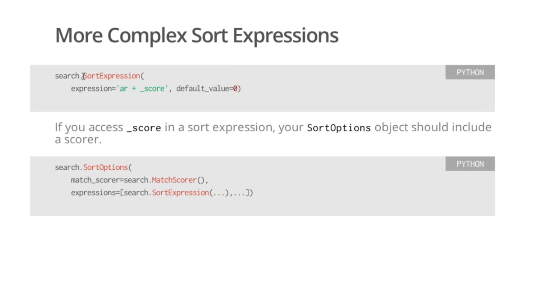The expression property in the sort expression object can be more than just a field name. For example, we can access the document score in the sort expressions. This is done using the special construct _score. The sort expression sorts on the value of the average rating field plus the document score. If you access _score in a sort expression, your SortOptions object should include a scorer. So here we've included the MatchScorer object.